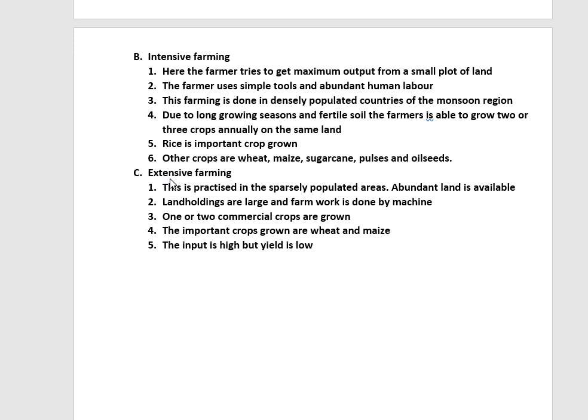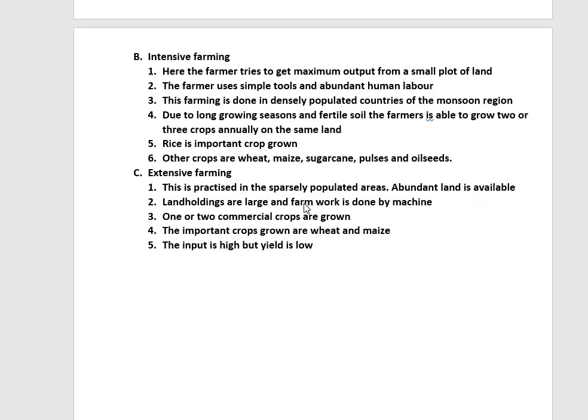The last type of farming is extensive farming. This type of farming is practiced in sparsely populated areas. Sparsely means less populated, where the population is very low. In that area, extensive farming is practiced. Now, when the people are fewer, obviously the land will be more. So what will happen here? The land is abundant and available.